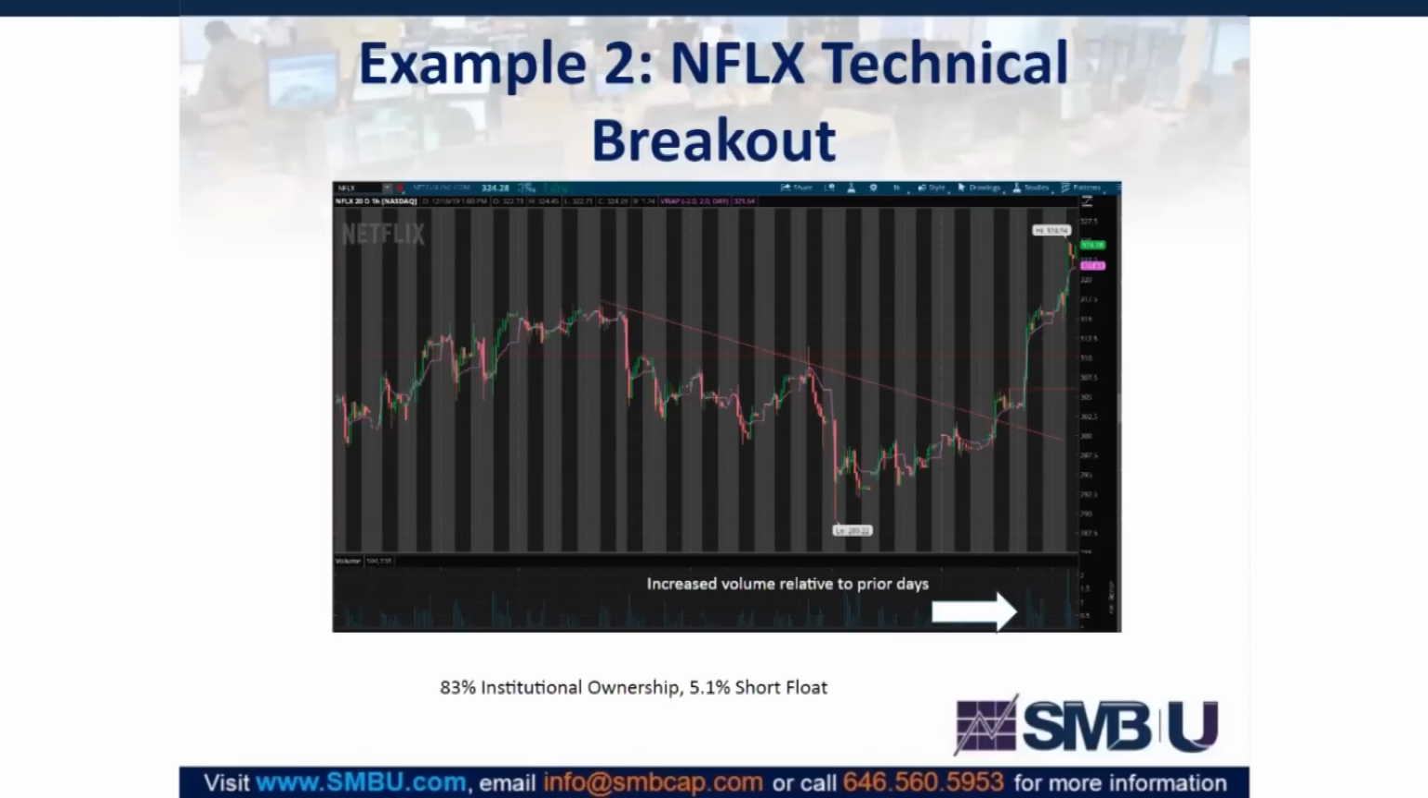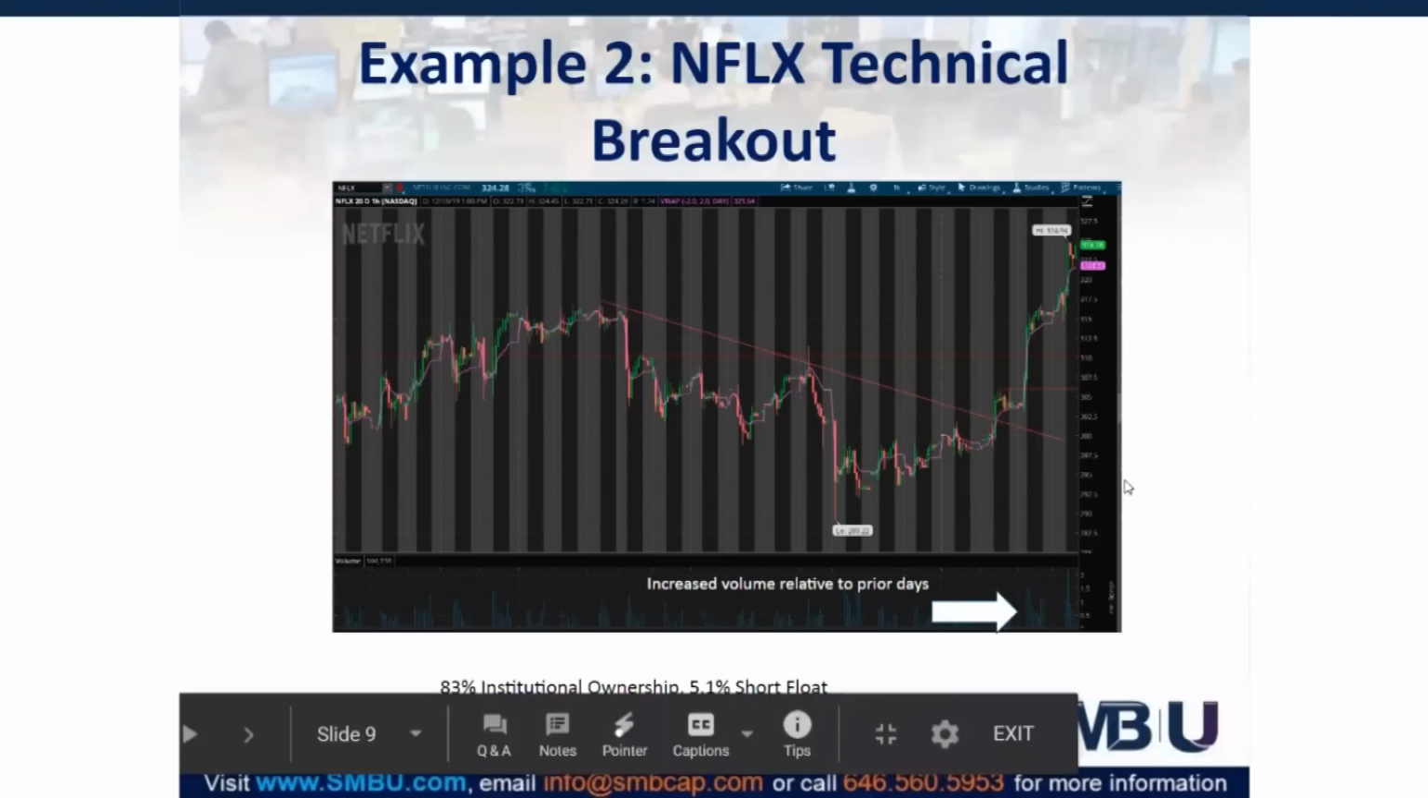This was more of a technical setup, so there wasn't really much of a news catalyst. But if you recall, I believe this was last month, Netflix was in a very tight range. There was almost no price movement, and you can see there are levels where Netflix was stalling. And the ownership here is 83%.